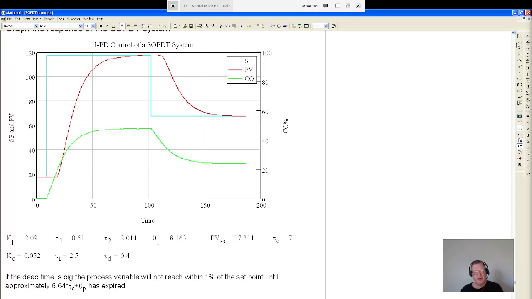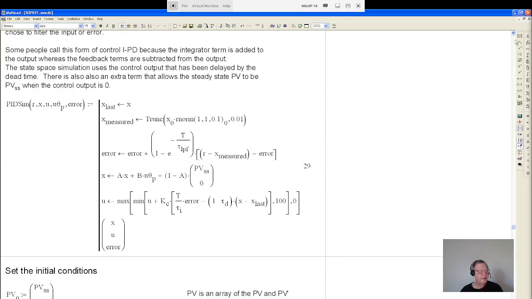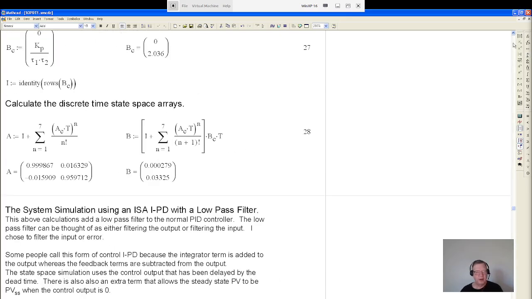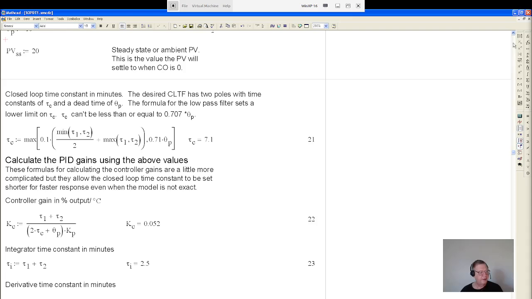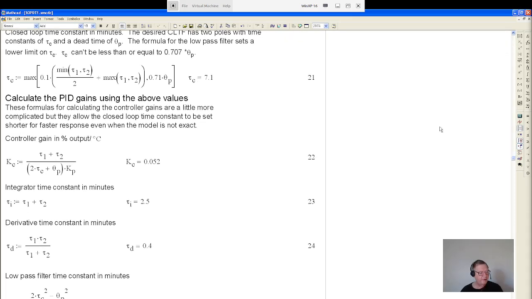So wrapping it up, let's go back to what we were trying to calculate here. And these are the formulas for the controller gain. And this assumes that you have the 2 time constants and a dead time and the plant gain. Then the integrator time constant is easy to calculate, and so is the derivative time constant. And this will result in a very well-tuned system.